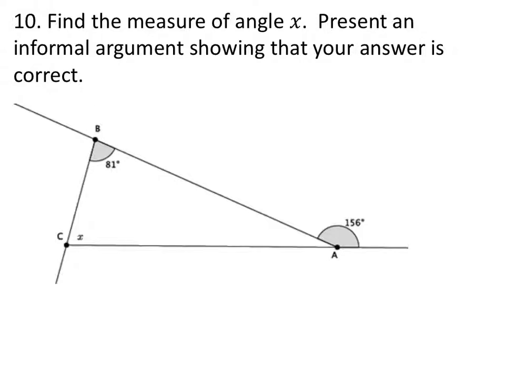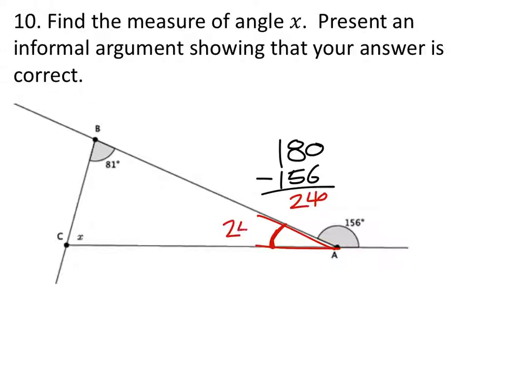Alright, to solve for X on this one, for the most part it seems like you would do this by finding this angle right here. To find that angle we would take 180 and subtract the 156, because that's a straight angle. So what's left over is this red angle here at 24 degrees.